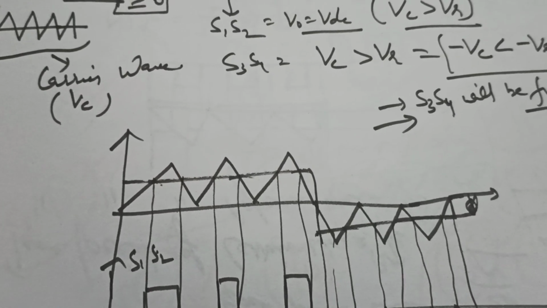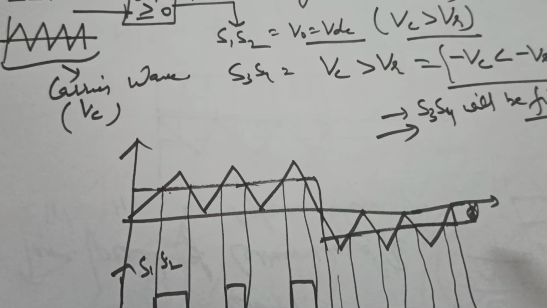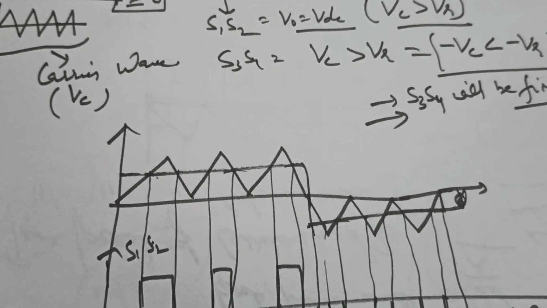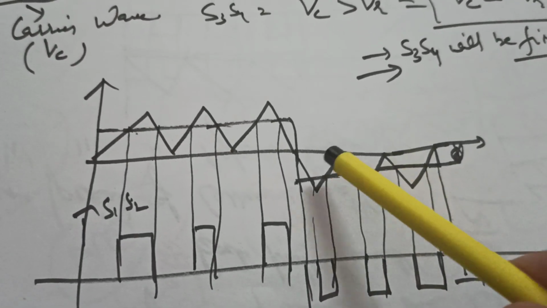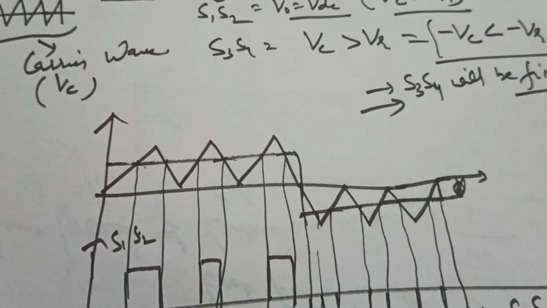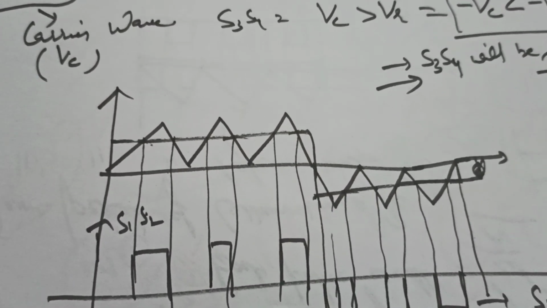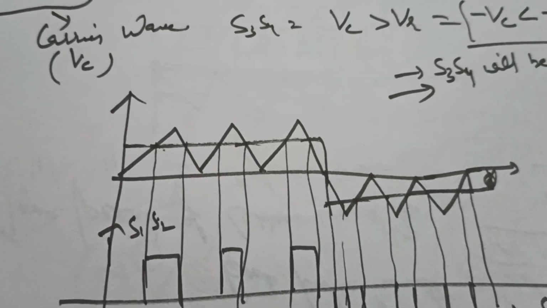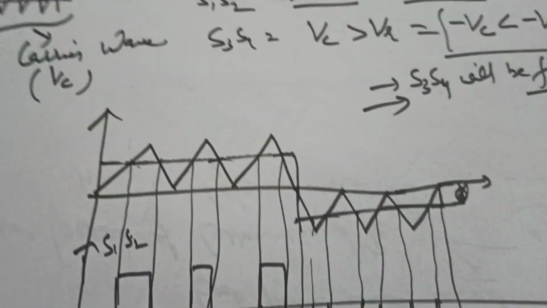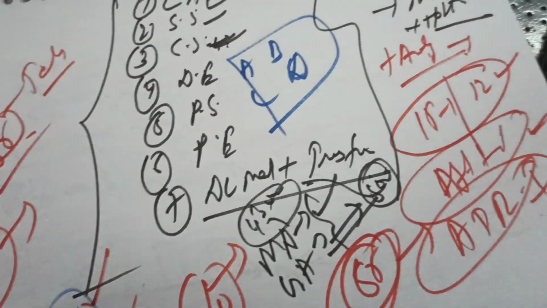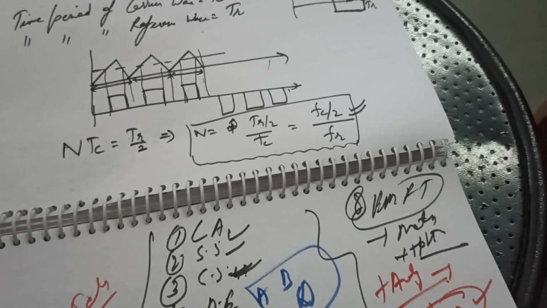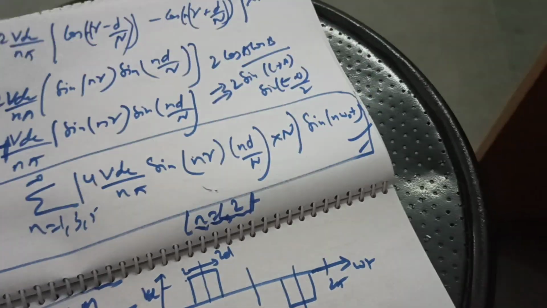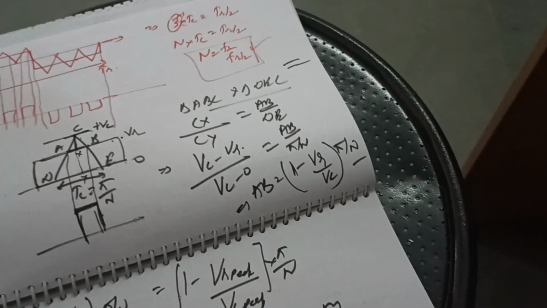So S1 and S2 will conduct when Vc is greater than Vr. S3 and S4 will conduct when minus of Vc is less than minus Vr, or I can say that on the negative side, the mod of Vc is greater than the mod of Vr. Now, why is it important? Certain derivations are there, I will come to that, but before that, I want to link this particular thing with sinusoidal modulation. That's why it is very important.